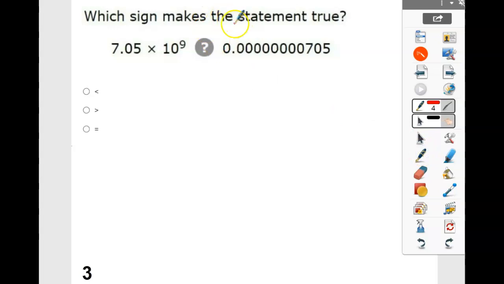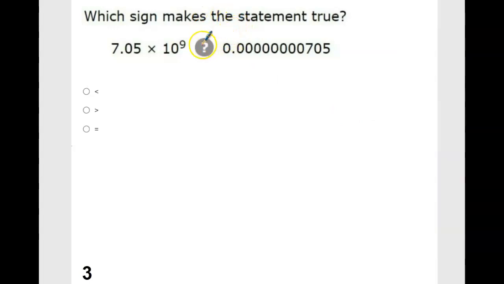Next, we have some scientific notation, and it wants to know where we're comparing these two. So which one is greater? So this first one is in scientific notation. The second one is in a decimal format. So typically I'm going to need to convert one of them so that they're in the same format so I can compare them more easily.